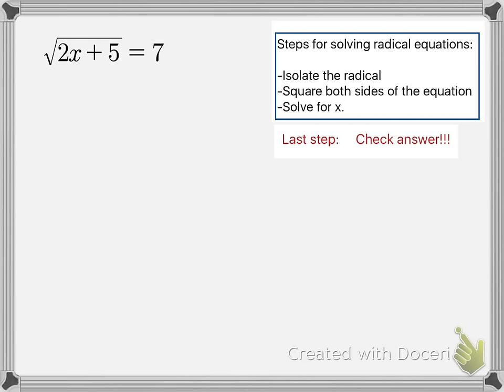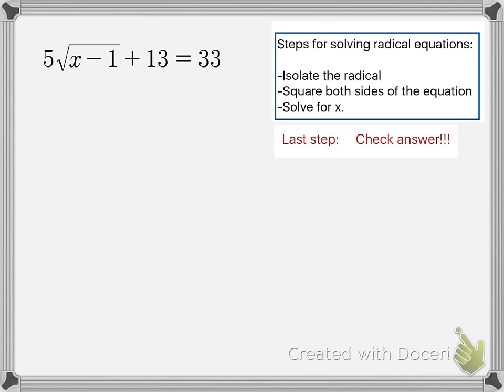I'm not going to work this one all the way out, but I want you to notice that you wouldn't have to do anything to isolate the radical because there's nothing else on that side. So you would immediately jump to the second step, which is squaring both sides. Alright? And then I'm going to do one more, which is kind of multi-step.